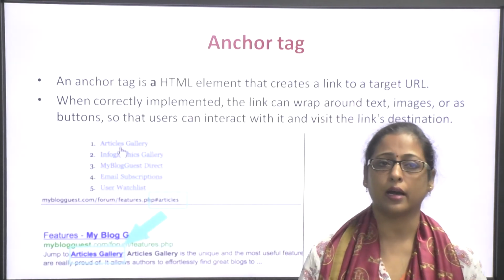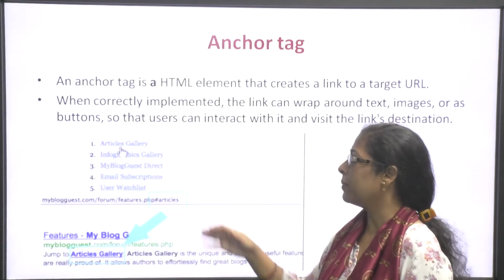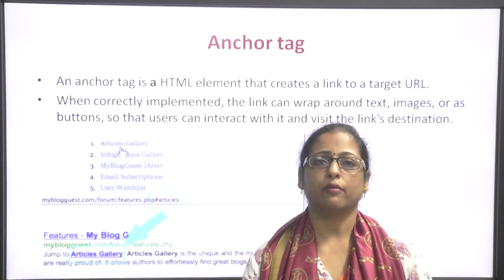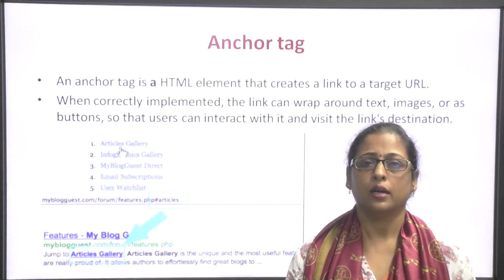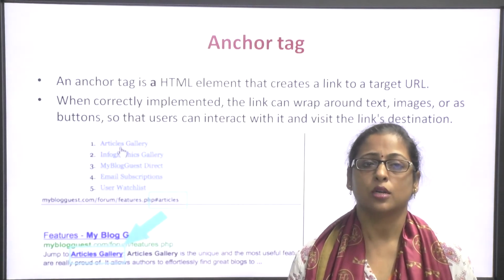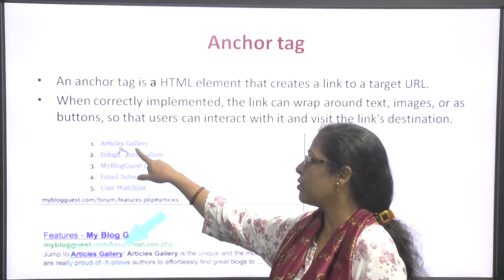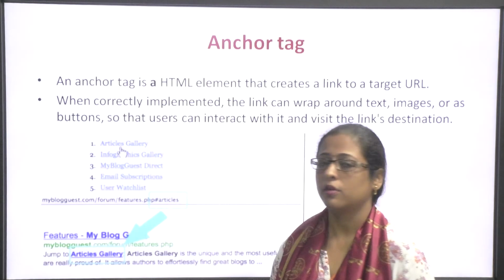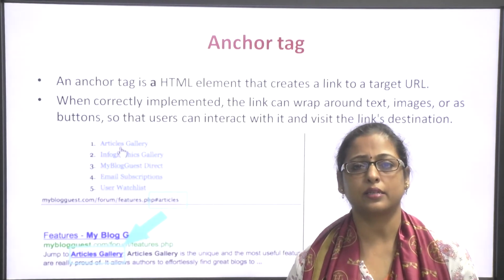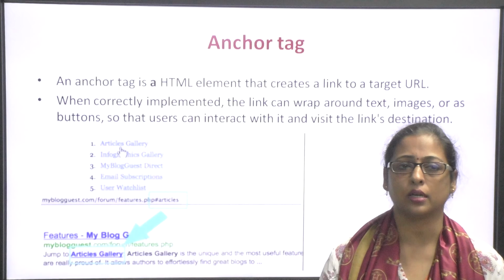Then we have the anchor tag. An anchor tag is a kind of hyperlink attached to the content, which helps wrap the text and image buttons, so that any person who clicks into an article gallery or infographics gallery will be directed exactly to the point where these illustrations are provided.